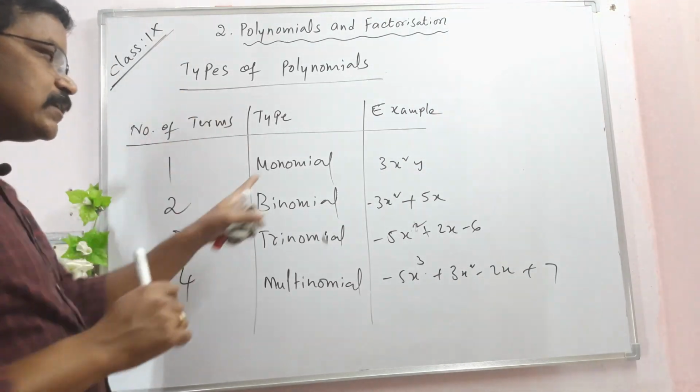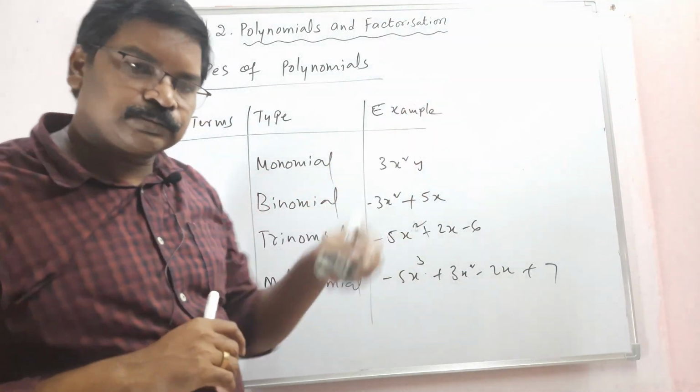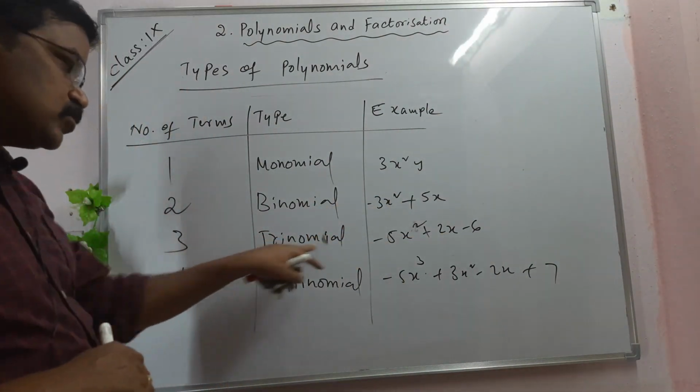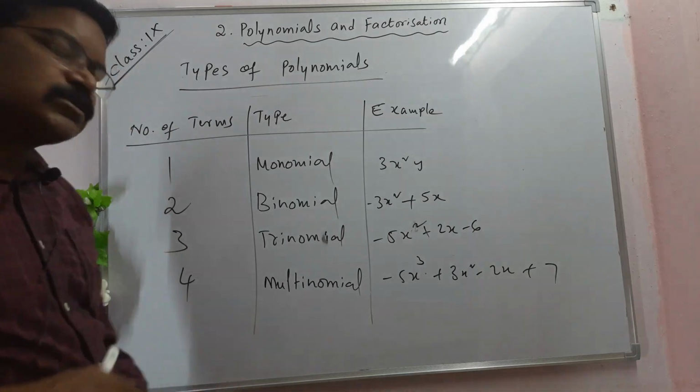Only one term means monomial, single term. 2 terms means binomial. 3 terms means trinomial. 4 terms means multinomial.